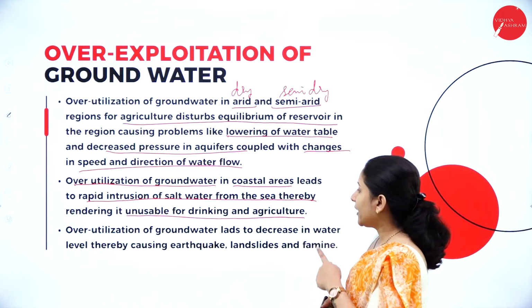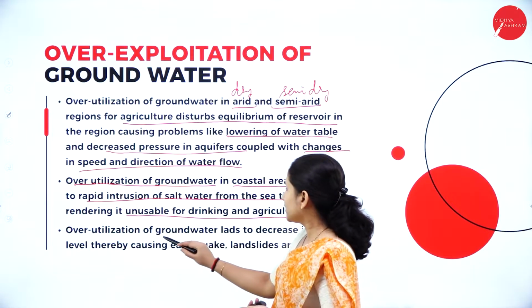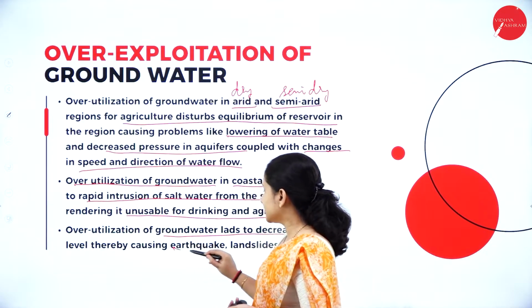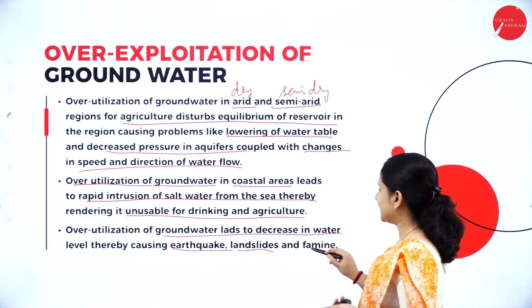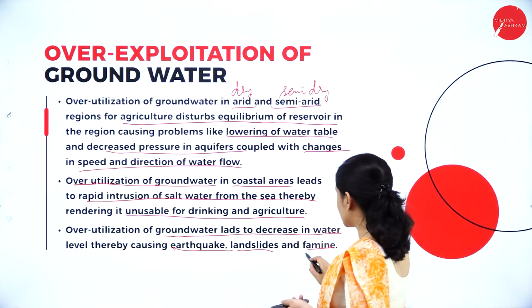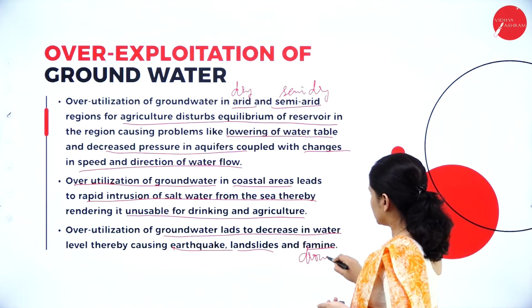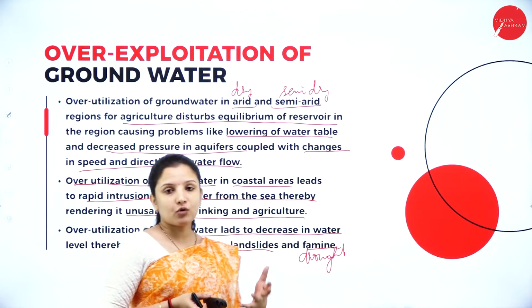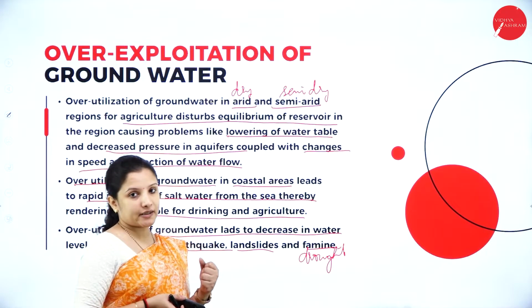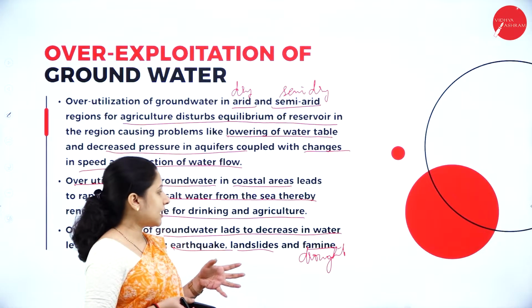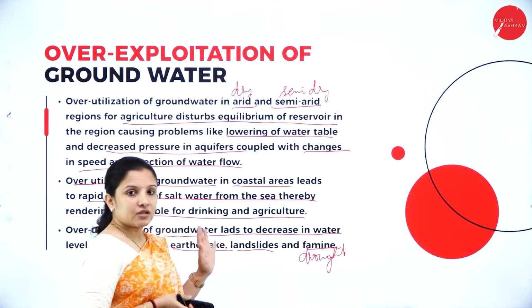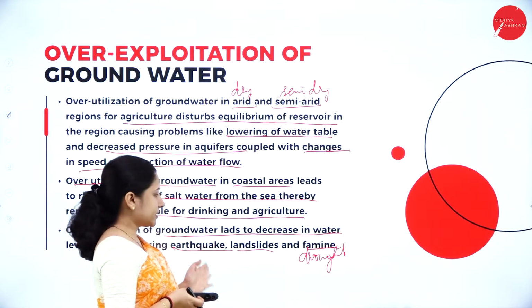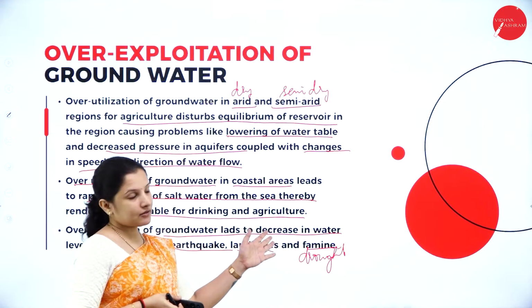And overutilization of groundwater leads to a decrease in water level, thereby causing earthquakes, landslides and famine, that is drought or unavailability of water. Water is needed to hold the soil particles together. If that is not happening properly, because of the decrease in the groundwater level, it results in earthquakes, landslides and famine.